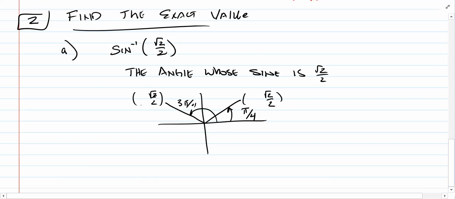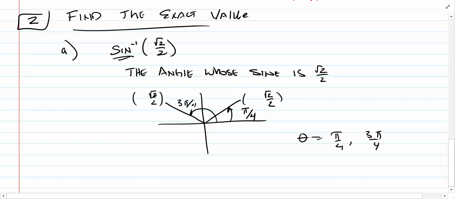Wait, are you just looking at the y coordinate? Yes, I'm just looking at the y coordinate because I want the inverse sine. If I want inverse cosine, I'd be looking at the x coordinate. Oh, sine goes with y. Yeah. So the question is, what angle will give me a sine of root 2 over 2? We found 2 of them. You guys told me the angle could either be pi over 4 or 3 pi over 4. So which one do we pick, and how do we know?